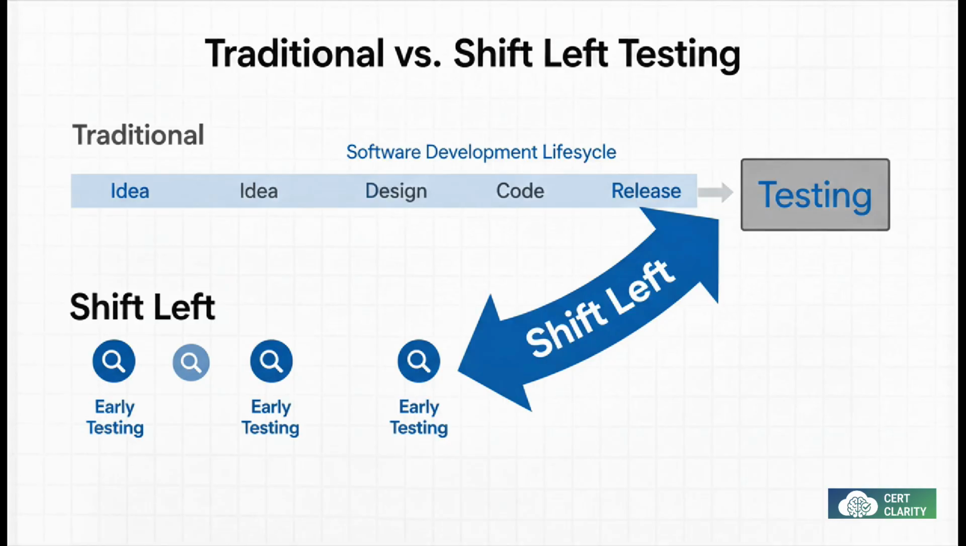This all ties into a simple but revolutionary idea called shift left. If you imagine a project timeline from left to right, instead of cramming all the testing at the far right end, you shift those activities as far left as possible. You start testing ideas, designs, and requirements right at the beginning. It's all about that test early principle in action.